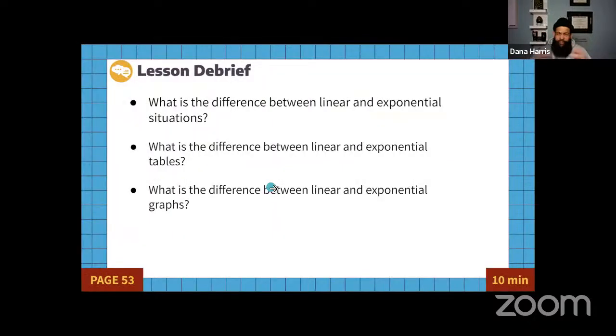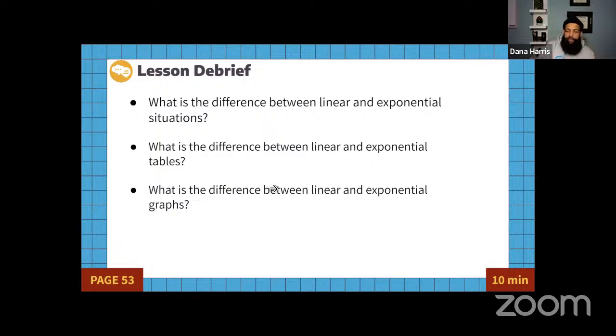Okay. Kind of a debrief with this. You want to ask yourself and be able to answer, what is the difference between linear and exponential situations? So for linear situations, they continue to increase or add up by the same amount every time. For example, when he chose the first reward, he said he's going to put 100 grains of rice on each square. So the total grains of rice is increasing by the same amount, which is 100 every time. Okay, so linear, it increases by the same amount every time.